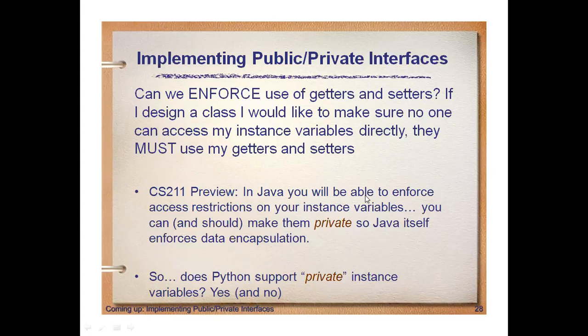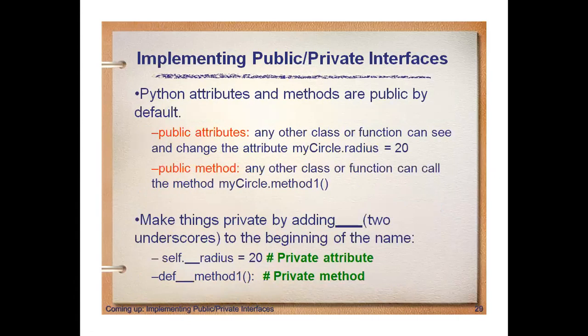In Java, you will be able to enforce access restrictions on your instance variable. You can make them private. So Java itself enforces data encapsulation. So what happens in case of Python? Does Python support the private instance variable? Yes or no? We have seen in a previous slide that Python doesn't fully support private instance variables, right? So let's see what happens here in Python programming.